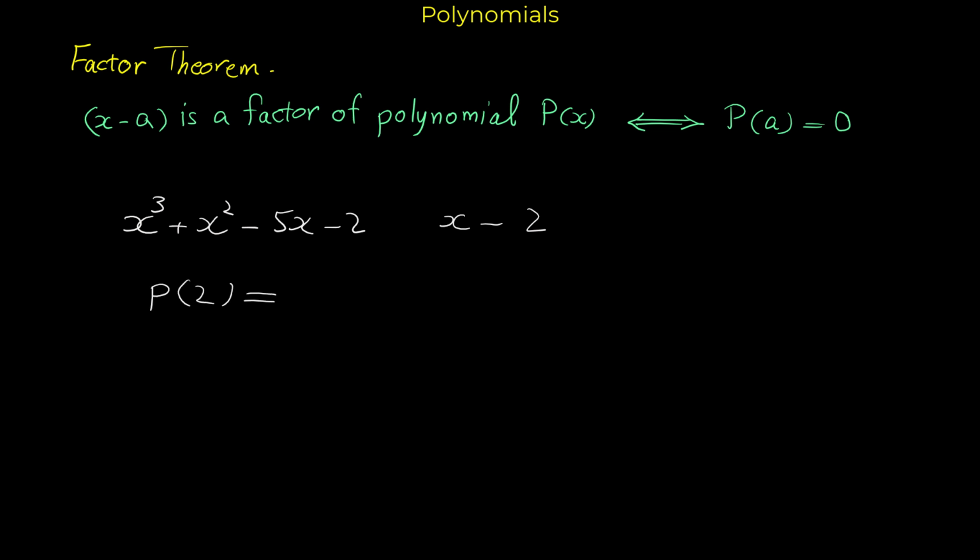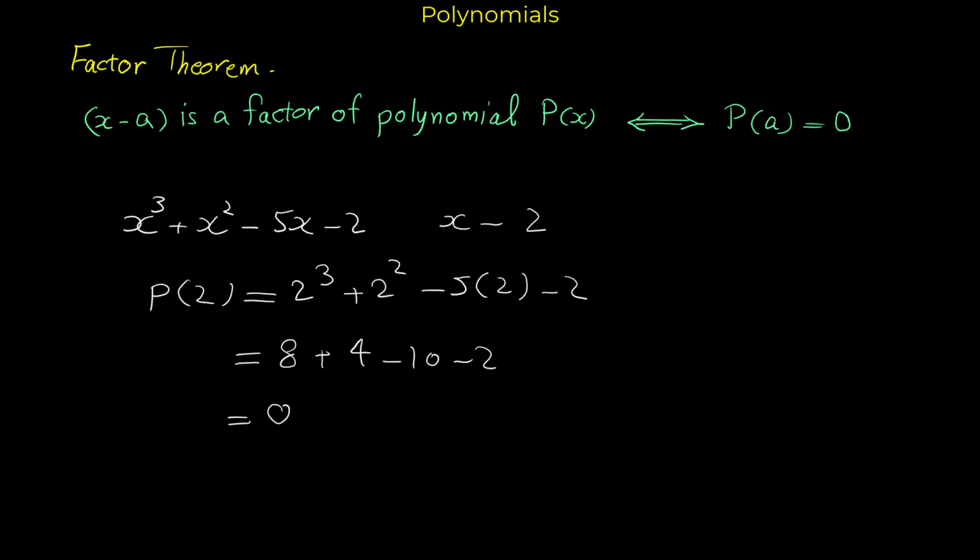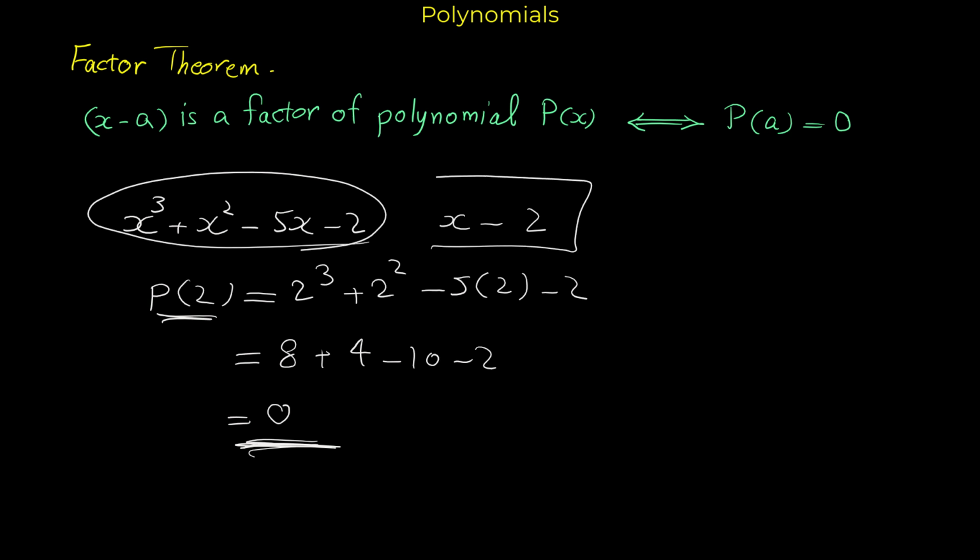To see whether x minus 2 is a factor of this polynomial or not, we have to plug in 2 in this polynomial. Then we have 2 to the 3 plus 2 to the 2 minus 5 times 2 minus 2. It equals 8 plus 4 minus 10 minus 2. 12 minus 12 is 0. Because p of 2 is 0, based on the factor theorem, we know that if we factor this polynomial, one of the factors definitely is x minus 2.